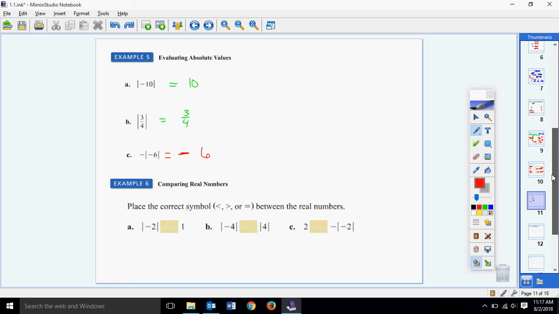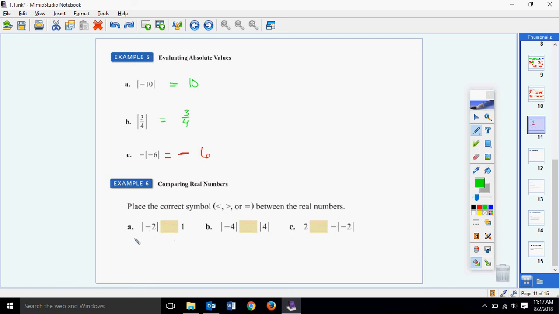Let's use this absolute value property to help us compare numbers. So again, it's the less than, the greater than, or possibly equal to. So I have the absolute value of negative 2 compared to 1. What I first want to do is simplify my absolute values. The absolute value of negative 2 would be 2. Now I'm comparing 2 and 1. It's the exact same problem. The alligator eats the bigger number, so it would eat this 2, which means that my final answer would be the absolute value of negative 2 is greater than 1.